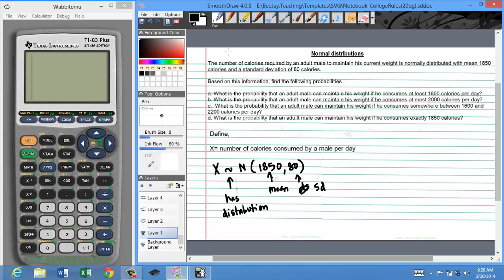Now, we'd like to find these probabilities, and we can do this using the traditional approach, which involves a table, or using a calculator or a computer program such as Excel, or some statistical programming language such as R. But here I'm going to make use of a TI calculator. So let's find the first probability.